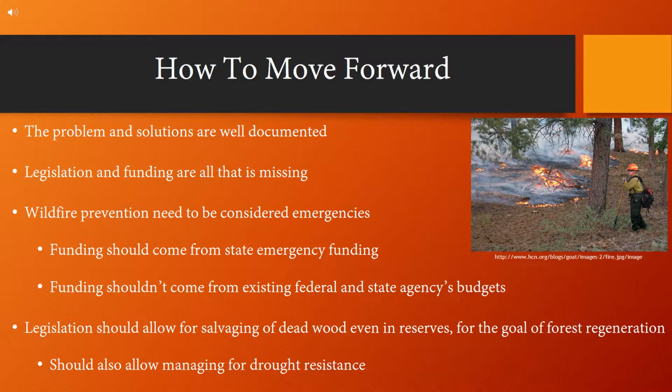Legislation should allow for salvaging of dead wood, even in reserves, for the goal of forest regeneration, and active management should continue into the future for the purpose of drought resistance.